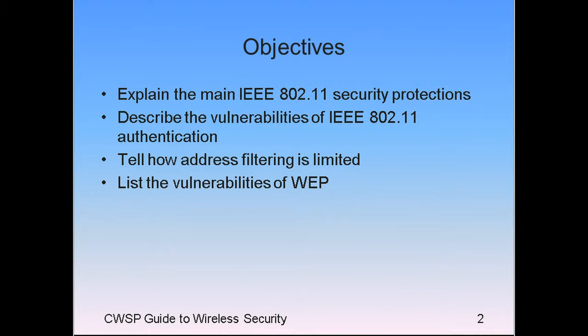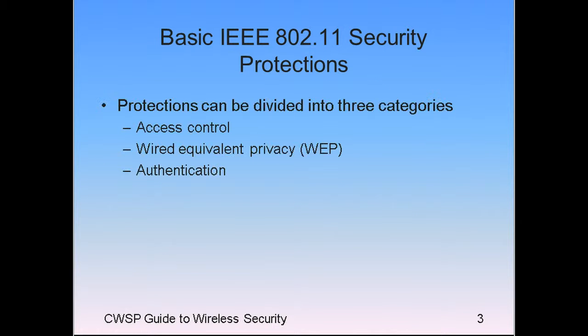WEP is considered not to be used, but we'll still talk about it as part of the history of the thing. So the basic protections are divided into three categories: access control, wired equivalent privacy (WEP), WEP being the original. Now we can talk WPA, WPA2 with these things, and authentication. And authentication in this case is not authenticating the user, but authenticating the computer, the client, so that it can actually connect to the wireless access point.